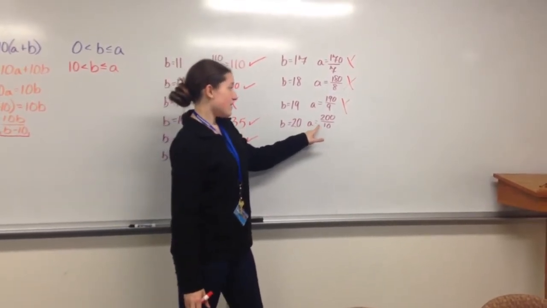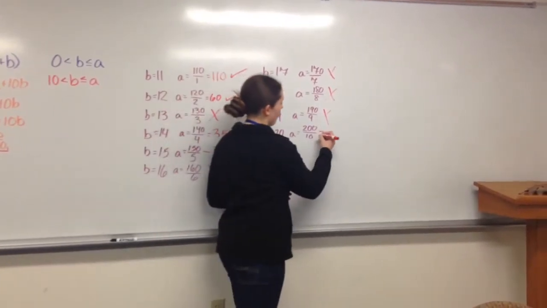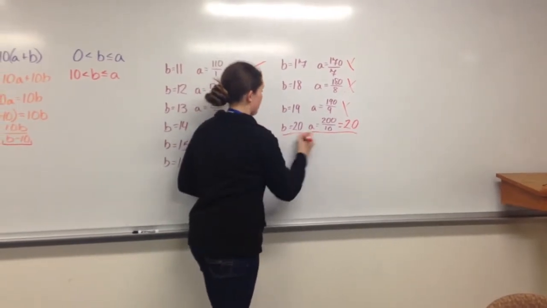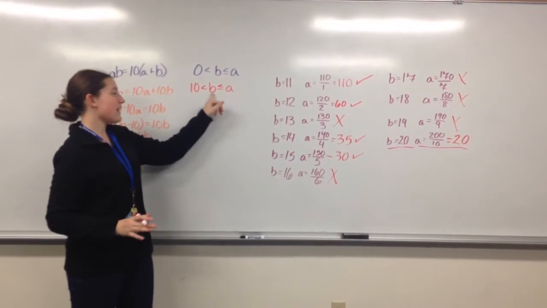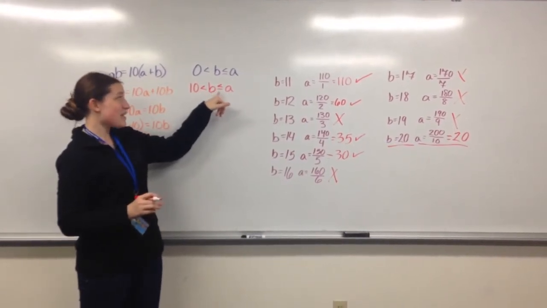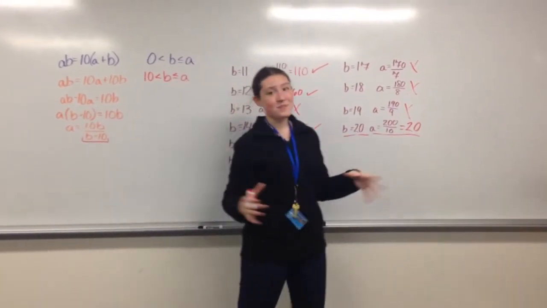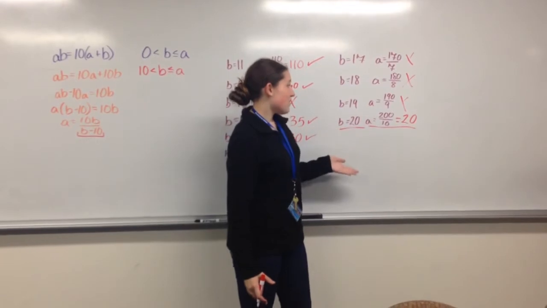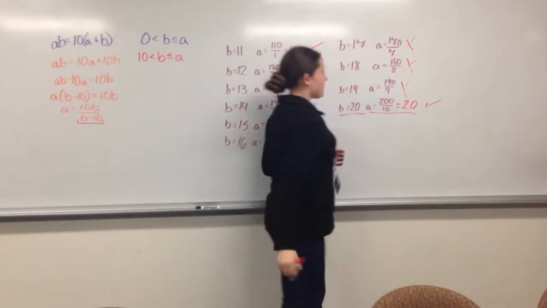So A is equal to 200 over 10 for B is equal to 20. So A is also equal to 20. Now A and B can be the same because looking back at our intervals, B is able to equal A. But we know that A always has to be greater than or equal to B. If we continue to go, B will be higher than A is. But this pair does check out.